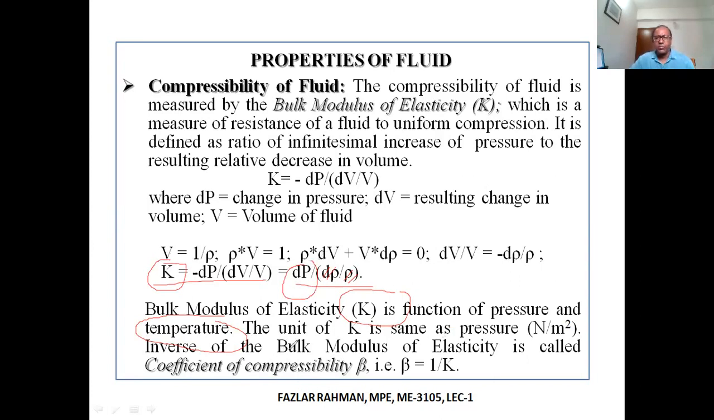Then bulk modulus of elasticity is normally expressed by K. If you invert it, 1 by K, that is called the coefficient of compressibility, and sometimes it is expressed by the Greek letter beta.